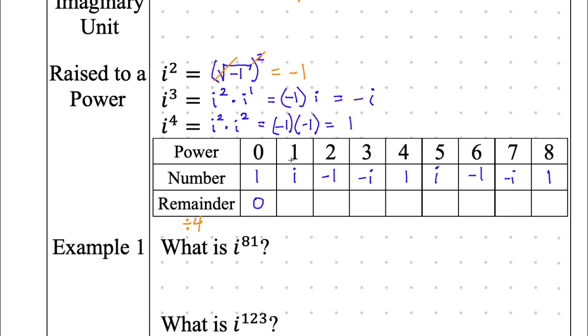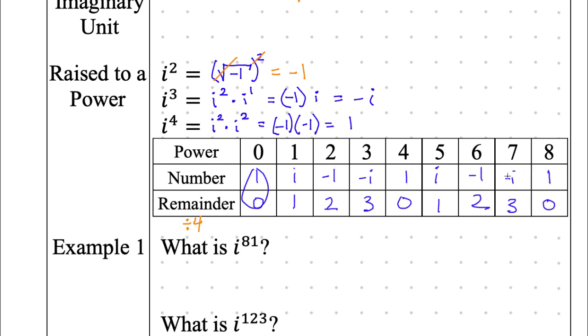1 divided by 4, the remainder is 1, 2, 3, but when I do 4 divided by 4, the remainder is now back to 0. Then it goes 1, 2, 3, and then back to 0. 8 divided by 4 has a remainder of 0. So look at the remainder, and that will tell you what you're going to do. If I have a remainder of 0, that goes to 1, because 0 goes to 1.